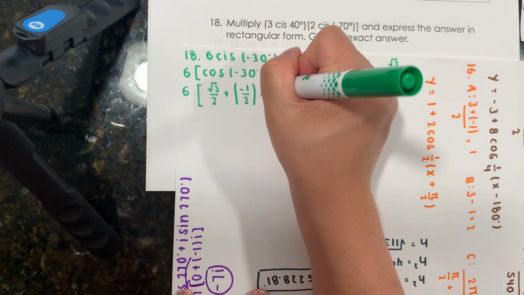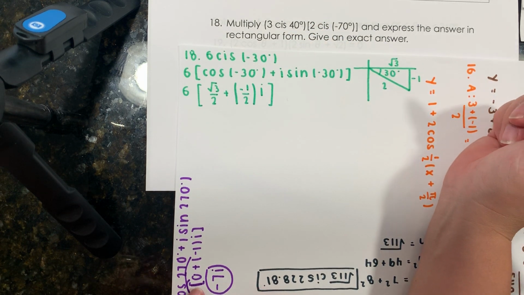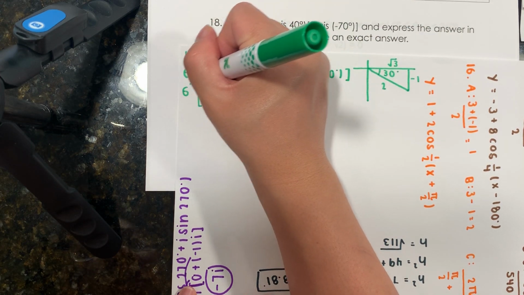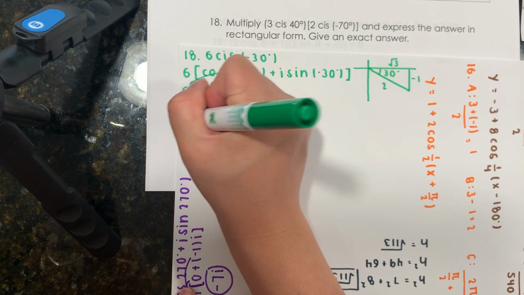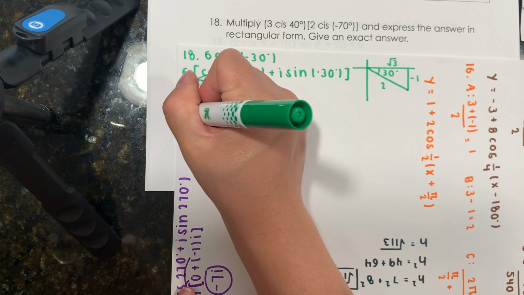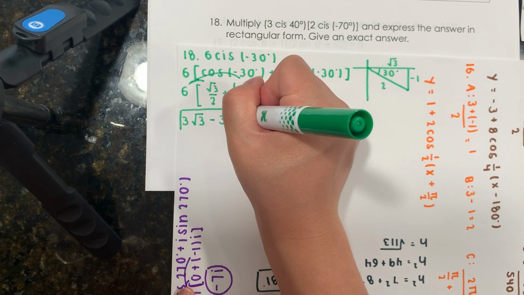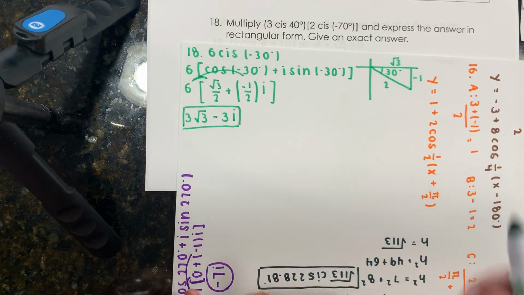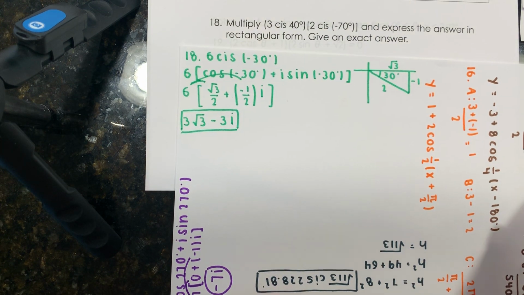But don't forget your I. And then you're just going to distribute the 6. So that would be 3√3 minus 3i. So the 2 goes into 6. That's why we were able to simplify that.